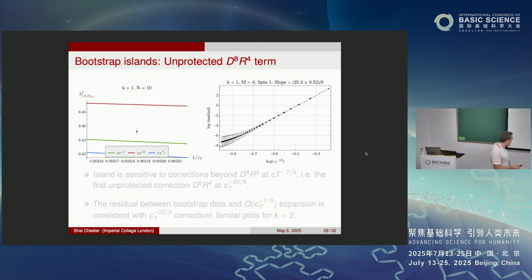And then on the right-hand side, we compare the difference between the analytic prediction and our rigorous numerical bound. This is the residual, and in particular we do a log-log plot. The reason we're doing a log-log plot is we want to predict what is the power of n for the next correction beyond D^6 R^4. Or to be more precise, what is the power of c? From M theory, we expect the next term should be D^8 R^4, which should have c^(-23/9). And lo and behold, we learn from this rigorous numerical bootstrap that the next correction is 22.3 plus or minus 0.5. So it is consistent with 23/9.